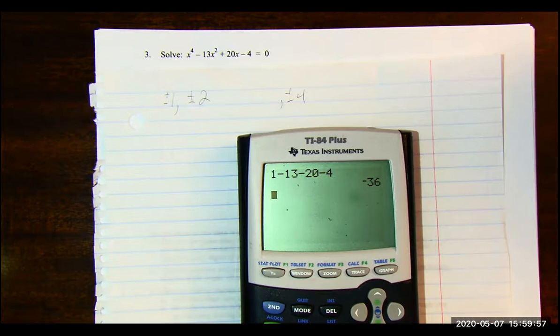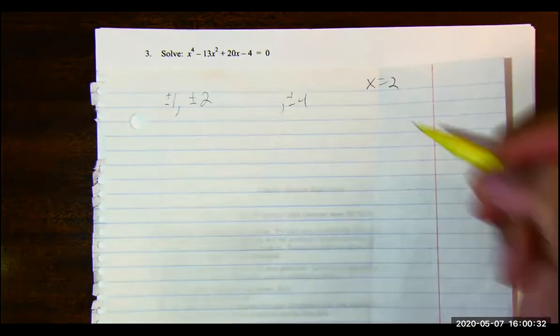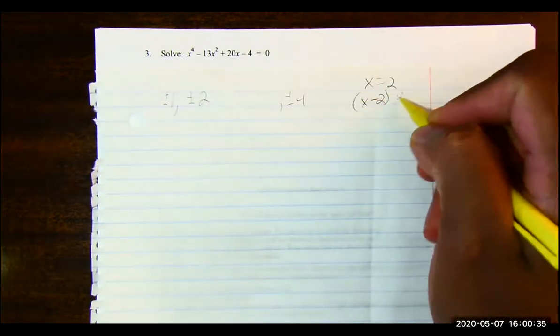Let's try +2. 16, right? Let's double check. 16, 4 times 13, what's that, 40, 52? Just to double check, I'm thinking it's 52. Yay. 16 minus 52 plus 40 minus 4. Oh, there we go. Bravo. So we have a solution so far, x equals 2. The factor form is x minus 2 equals 0.